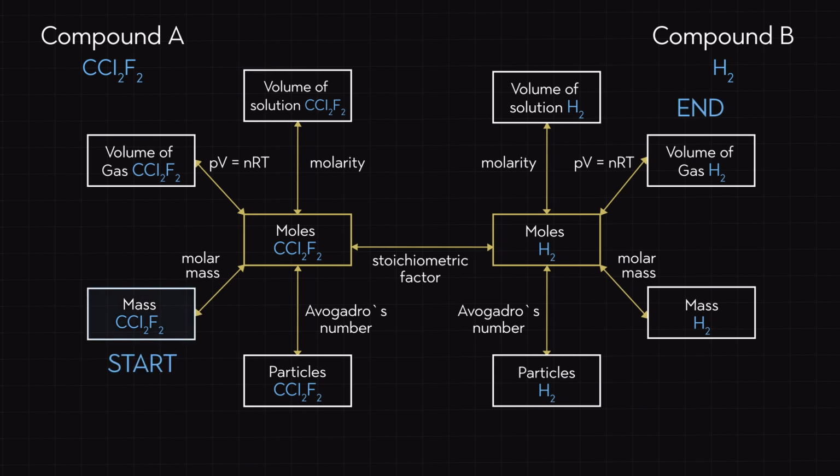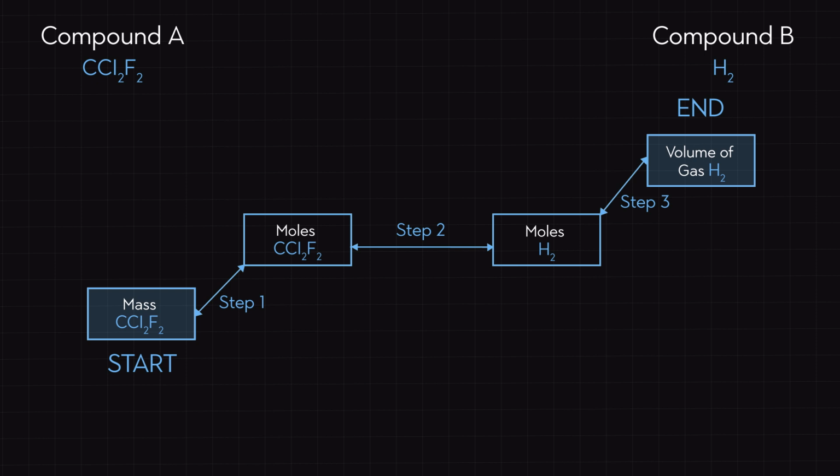We're told that we have 1 ton, which is a mass, of dichloro-difluoromethane. So we're going to start on this side in the box labeled mass. We're trying to find out the volume of hydrogen, that is the volume of a gas. So our endpoint on the B side is the box labeled gas. Next, we trace the path from the gram box on the A side to the gas box on the B side and remove all unused components to isolate this path clearly. So let's follow the path.